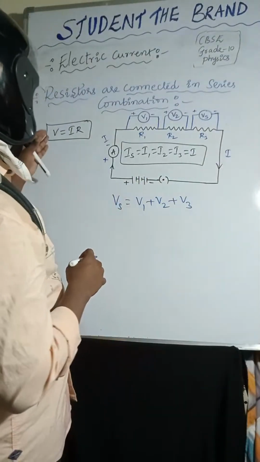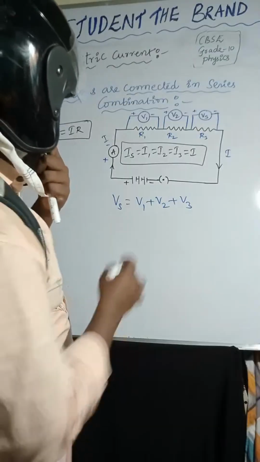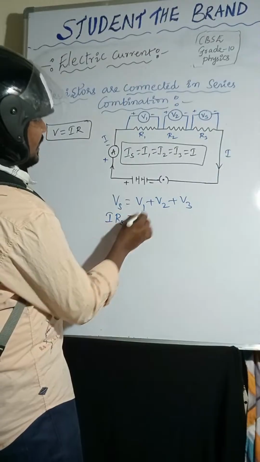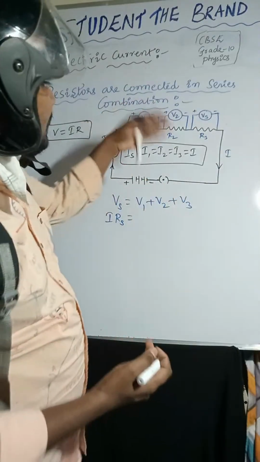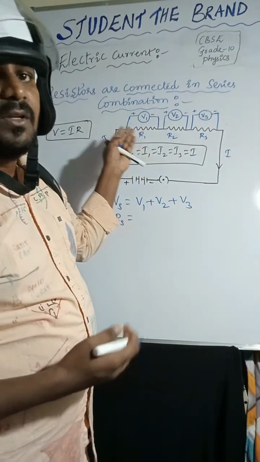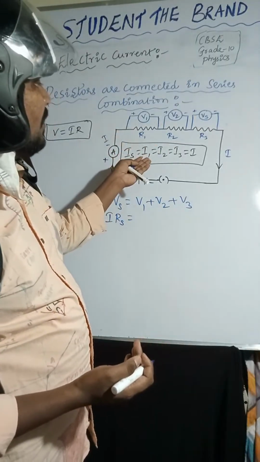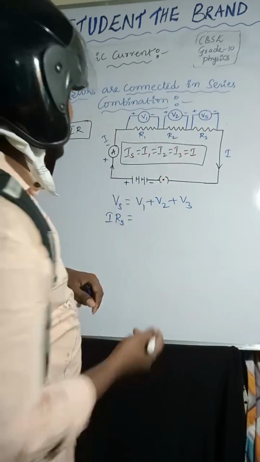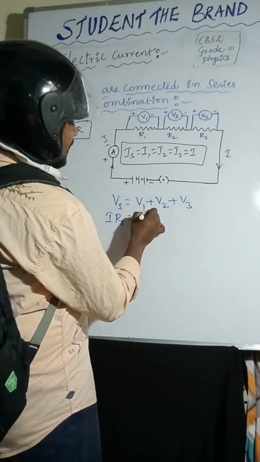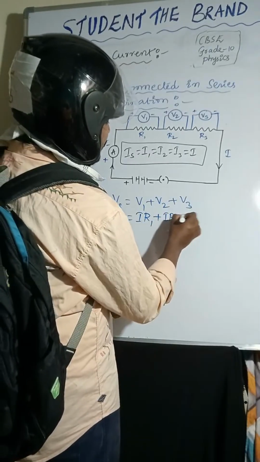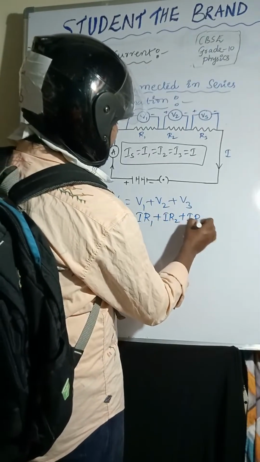Sir, you are taking V equal to IR. So the same we can take here also, right? Because current is the same throughout the circuit, so we can take I. Is equal to I1 equal to I2 equal to I3 equal to I, we can take, right? So I am taking IR1 plus IR2 plus IR3.